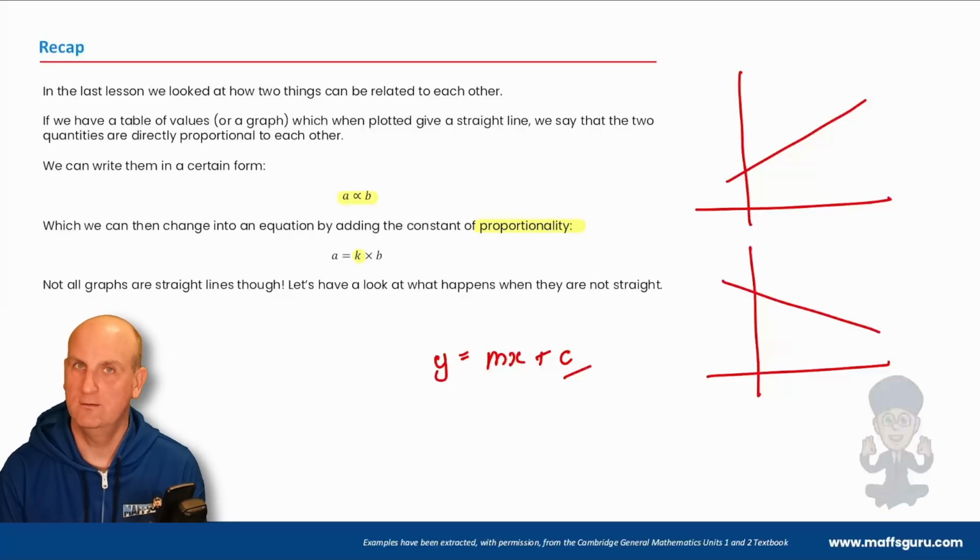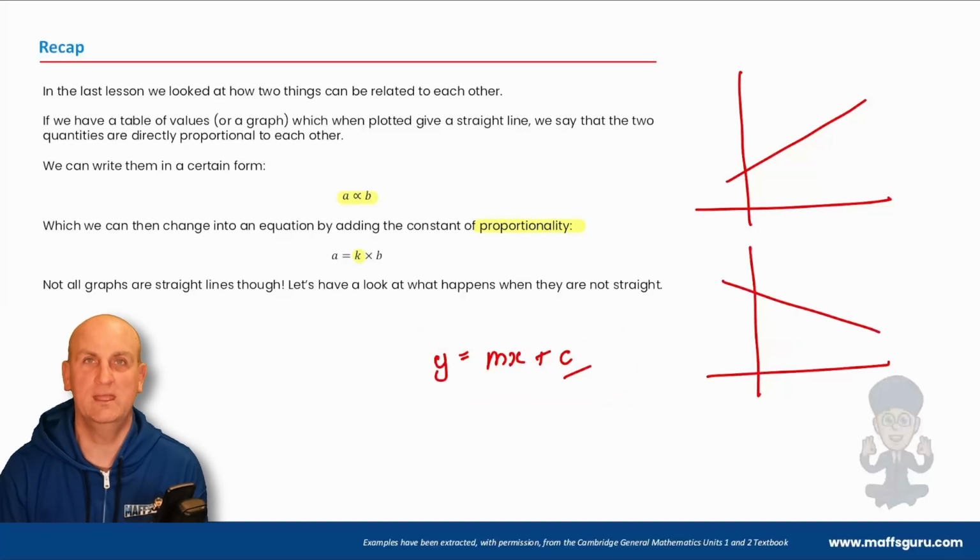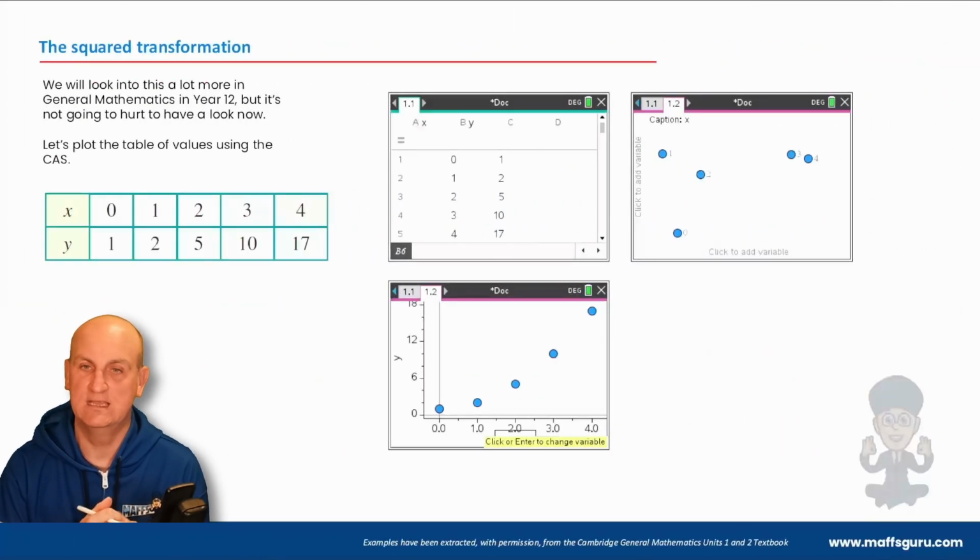Or do we? Wouldn't it be great if we could turn dots that were obviously curved into a straight line? Because once we know we've got a straight line, we can use this y equals mx plus c to be able to create an equation. That's what we're going to do here. So let's have a bit of a play.